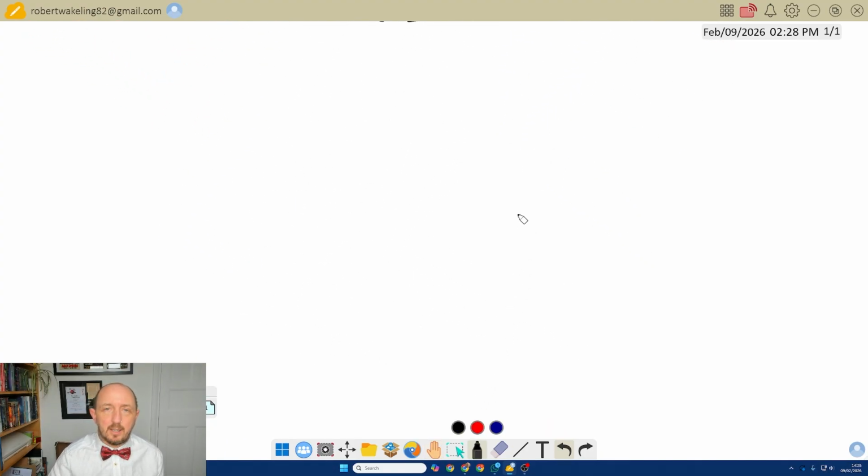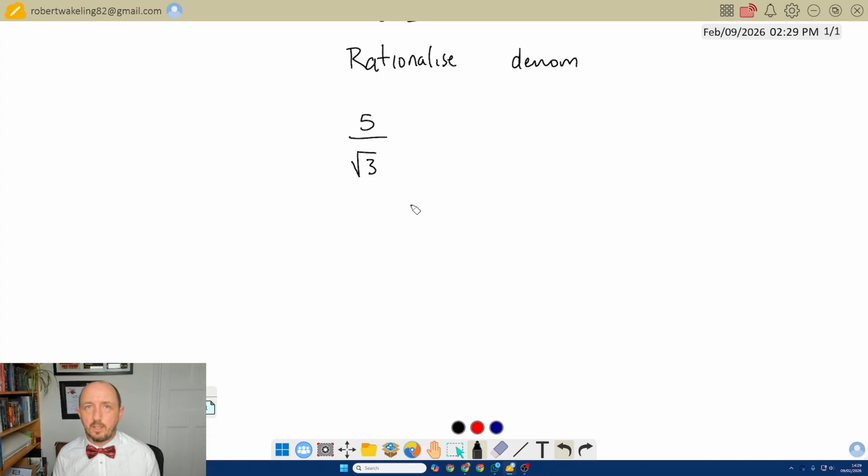And the last part of Surds is this horrible thing, rationalizing the denominator. Okay, what does that mean? If we have something like 5 over the square root of 3, you're expected to know in the exam that you're not allowed to have a square root in the denominator of a fraction. It's just a thing. You're not allowed to have that square root there.